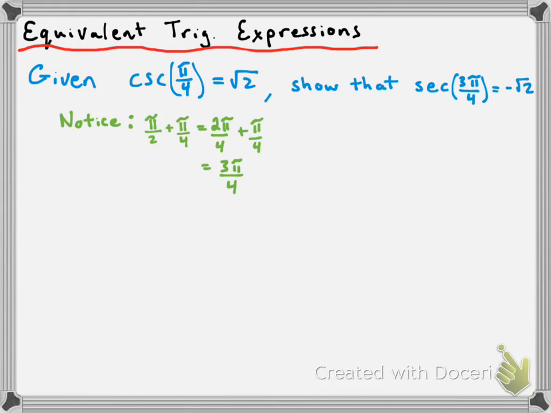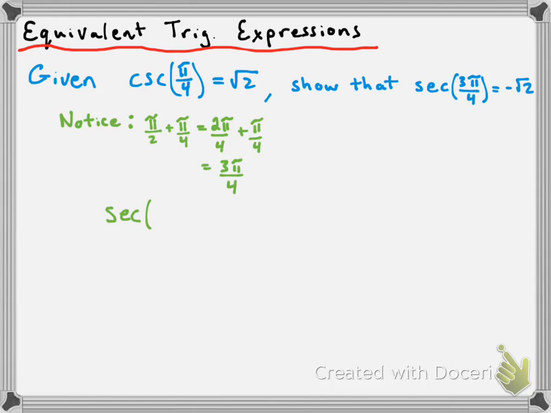Well, what I want you to remember is that all of the cofunction identities and all the other identities we talked about have something to do with pi over 2. That means we want to come up with some kind of relationship between the angles in our question, specifically pi over 4, 3 pi over 4, and pi over 2. By doing what we just did, we notice that if we add pi over 4 to pi over 2, we get 3 pi over 4. So that's the relationship between the three angles, and that's going to help us.